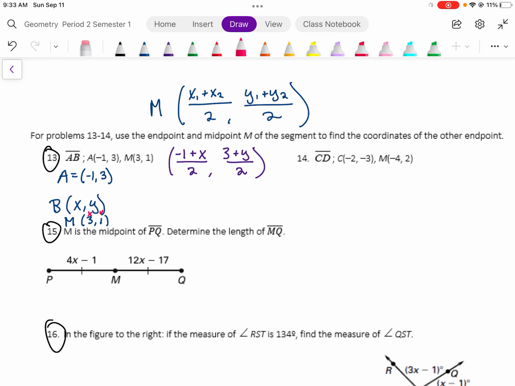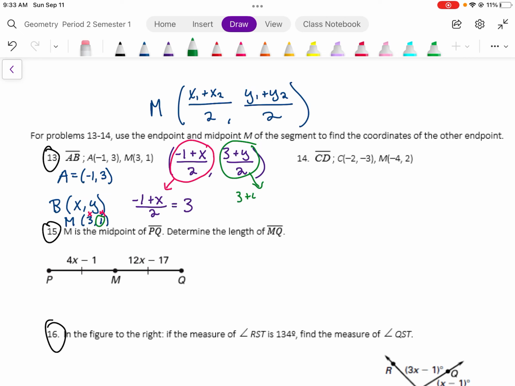So looking at our midpoint, this first part has to be equal to the x coordinate. So we know -1 plus x divided by 2 is going to be equal to 3. And then we also need to find our y coordinate.